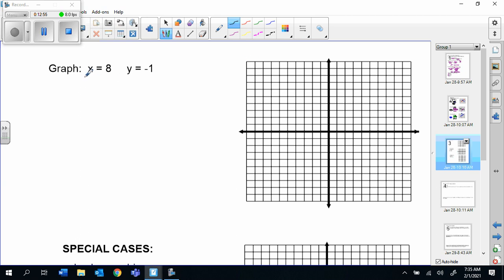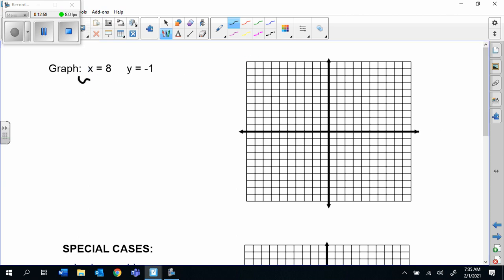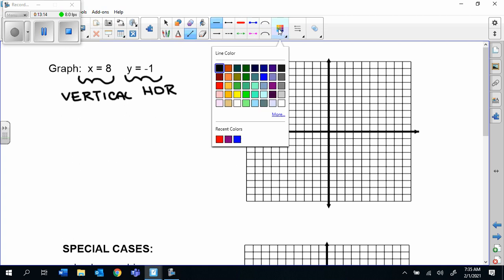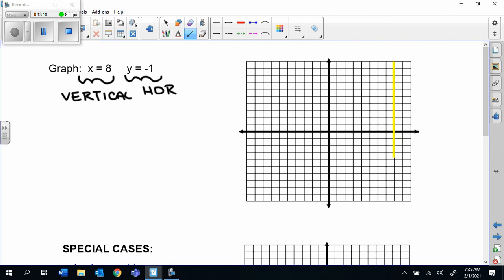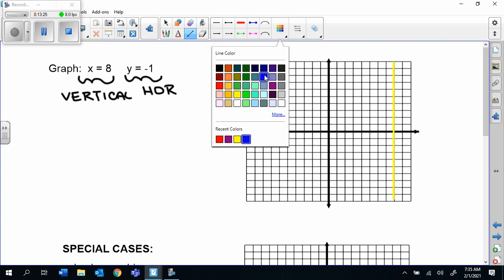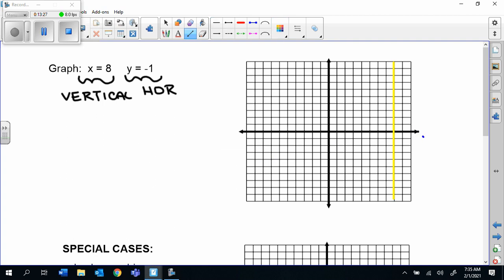So don't forget, a nice way to review here, if it's x equals a number, it's going to be a vertical line through whatever that number is. If it's y equals a number, it's going to be a horizontal line. So we have a vertical line through x equals 8. It's a 10 by 10 graph, so I know that x equals 8 is going to hit pretty much right there. And then my horizontal line through -1.